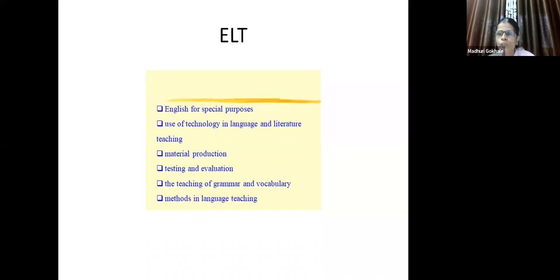ESP, you have already talked about ESP. That's a modern area of research. You can even think of using technology in language and literature teaching. So try to use music, try to use technology to make your classes more interesting. I've already said that a teacher needs to play the role of a material producer. So work in material production.